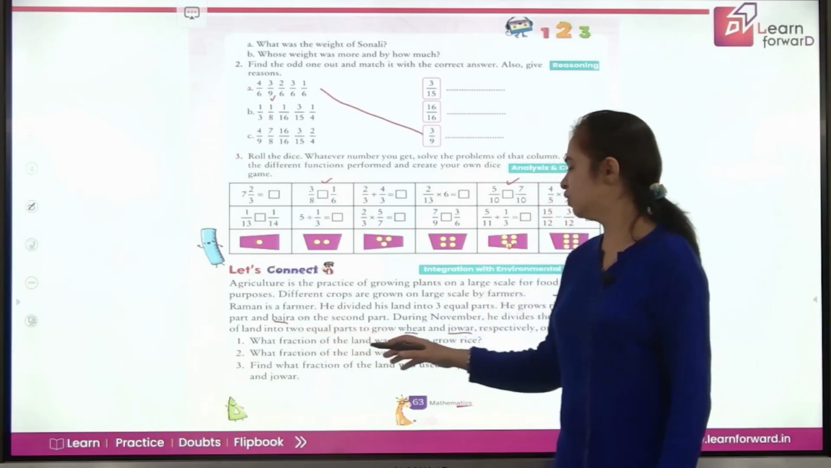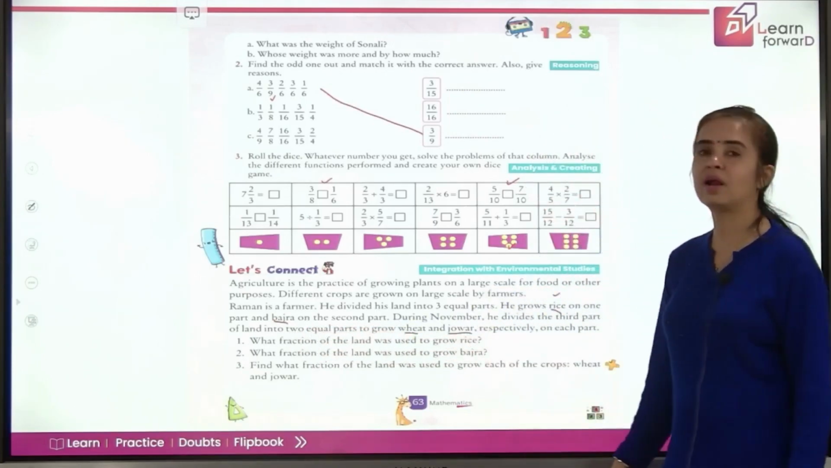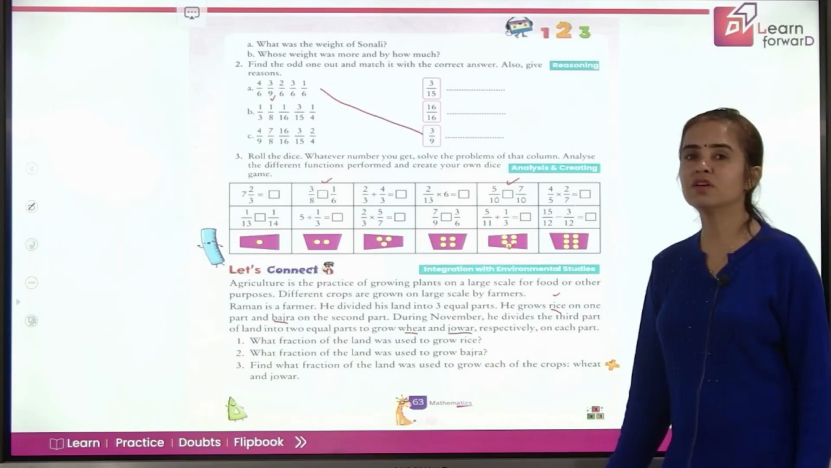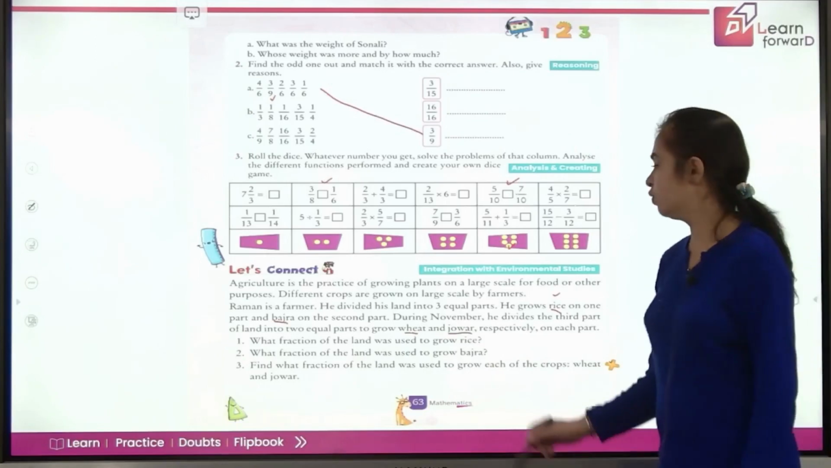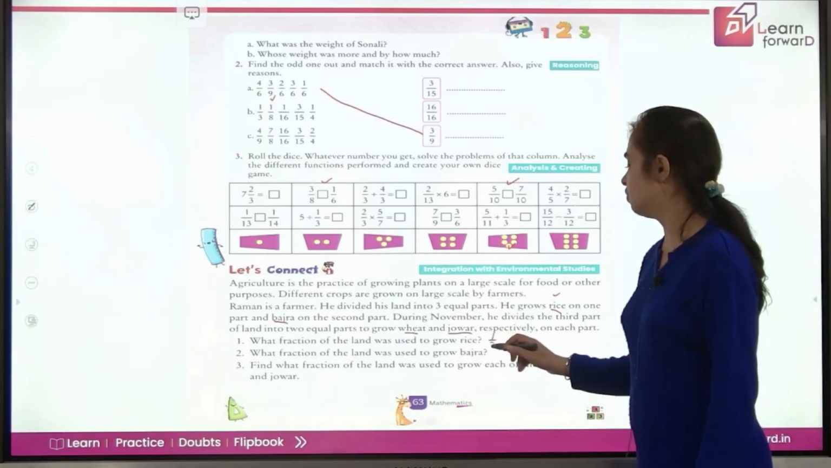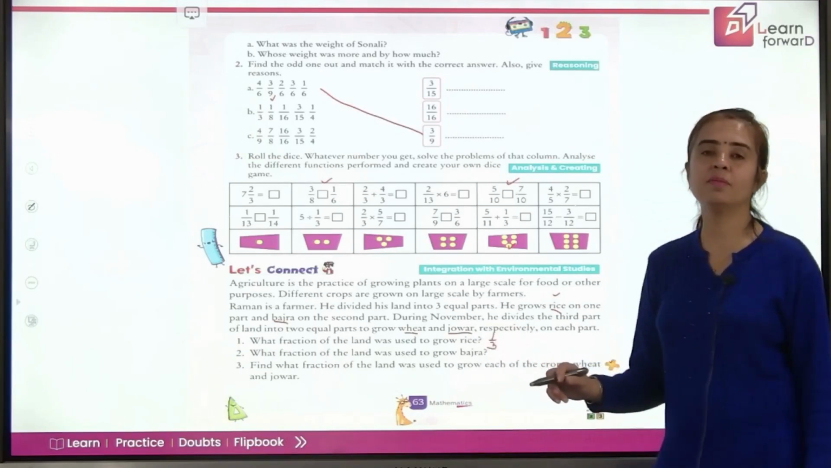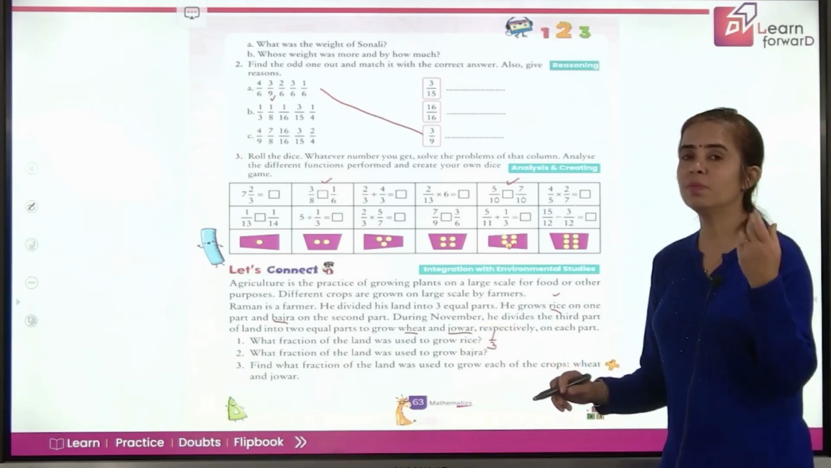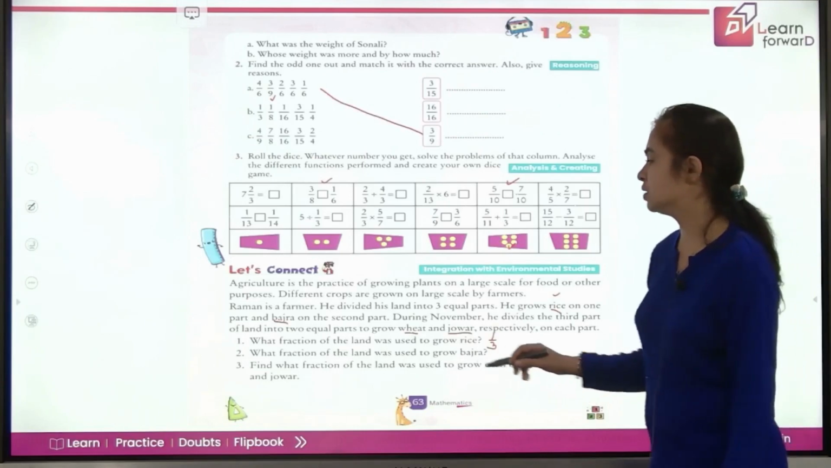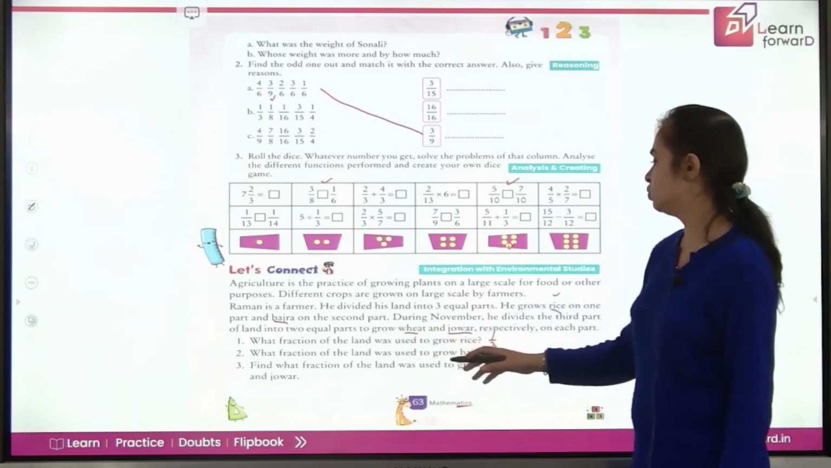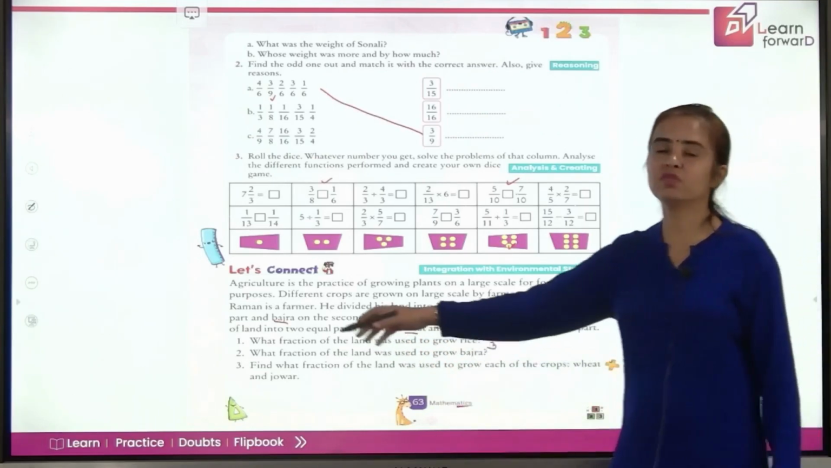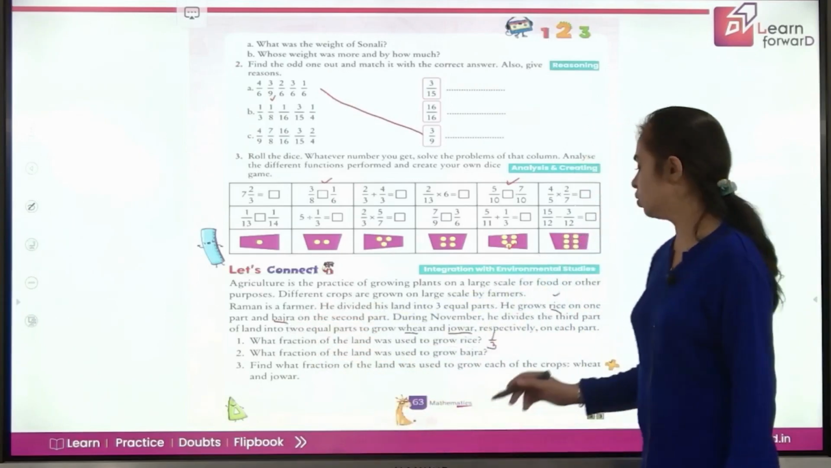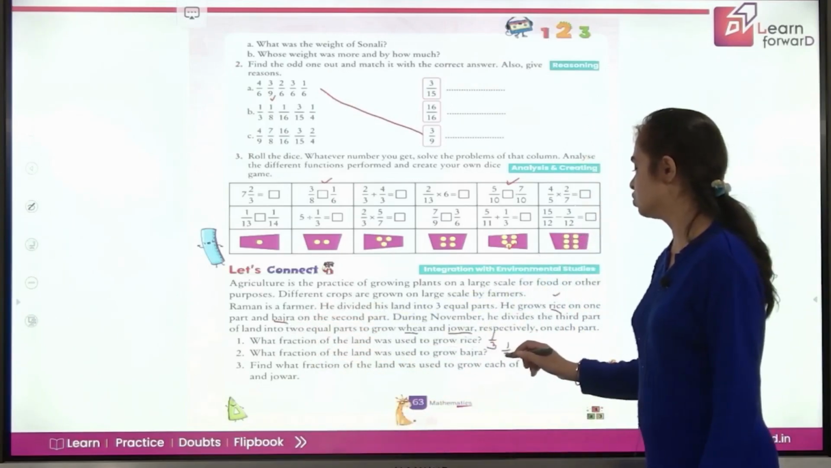What fraction of the land was used to grow rice? So rice, what was the fraction? Good, it was 1 by 3 because he divided his plot, his farm, into 3 equal parts and used 1 part for rice. What fraction of the land was used to grow bajra? So that was just the same. He was using it on the second part. So that is also 1 by 3.